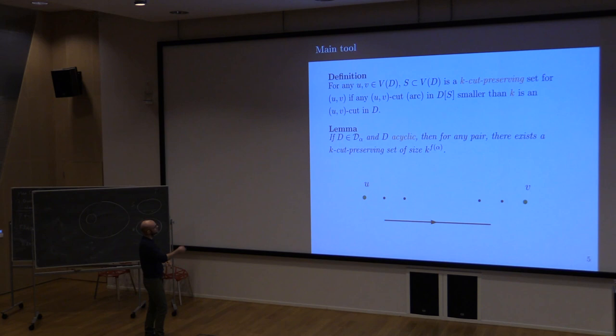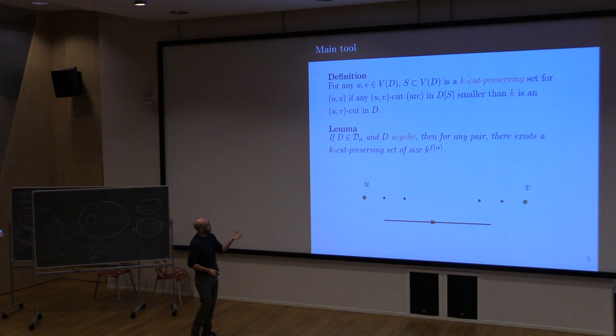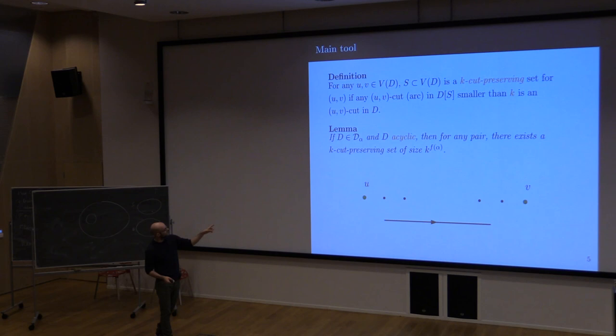Now you want to understand the cut of size less than k between U and V. Here you have two cases. Either you have a lot of vertices in between, let's say more than k, which means there is no k cut from U to V. In that case, the only information you need to keep is the fact that there is no k arc cut. If you keep k plus one vertices in between, this will be enough, because with k plus 1 vertices in between you don't have any k arc cut. So this set is a k cut preserving set. This is the first case, when you have a lot of vertices between U and V.